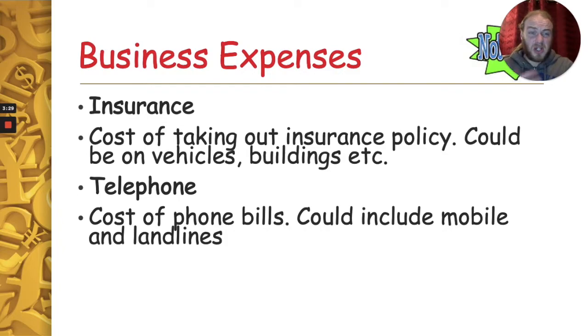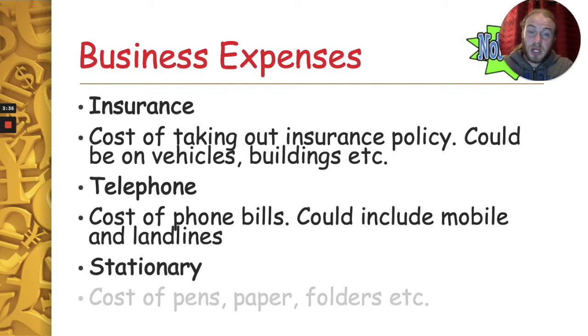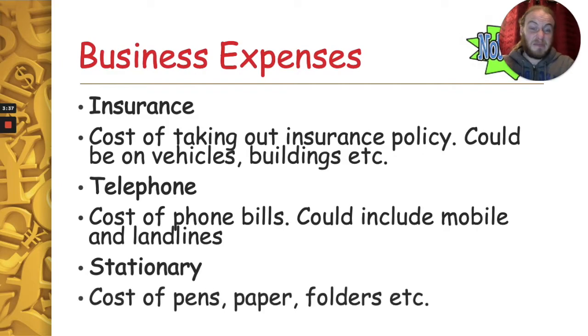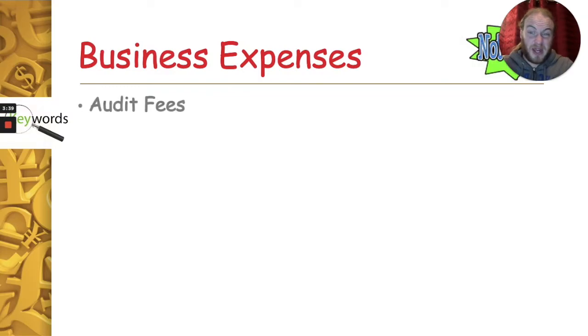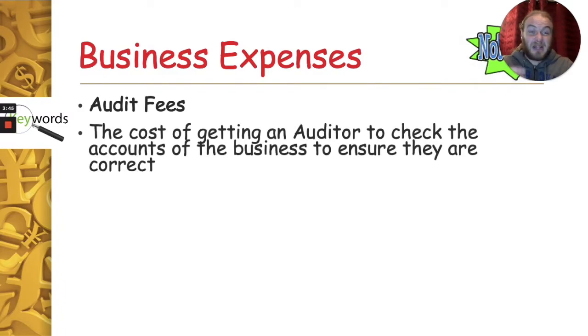Telephone expenses cost your telephone bills, so don't forget you have your landline, or it could be your mobile phone bills. Stationery, we looked at in the office expenses, basically the cost of your pens, papers, folders, all that type of stuff. Then you have your audit fees. That could be a new one. You know what an audit is? An audit is basically the cost of getting an auditor, which is a person who checks your accounts.